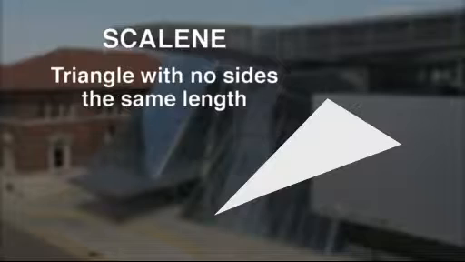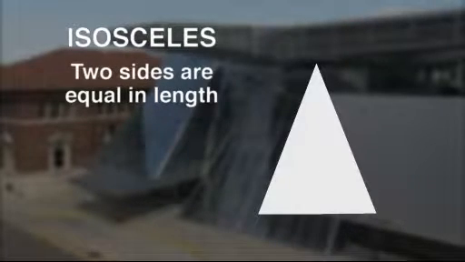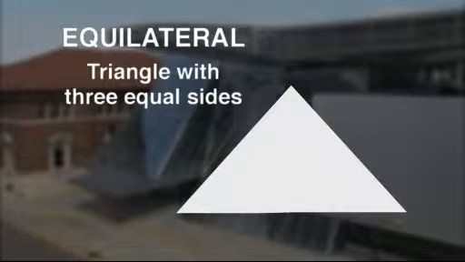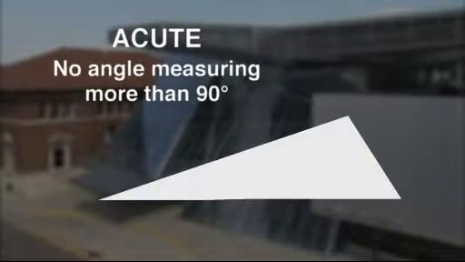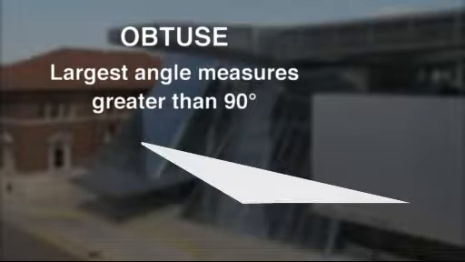A scalene triangle is a triangle with no sides the same length. The isosceles, on the other hand, has two sides that are equal in length. The equilateral, all things being equal, is a triangle with three equal sides. An acute triangle has no angle measuring 90 degrees or more, and an obtuse triangle's largest angle measures greater than 90 degrees.